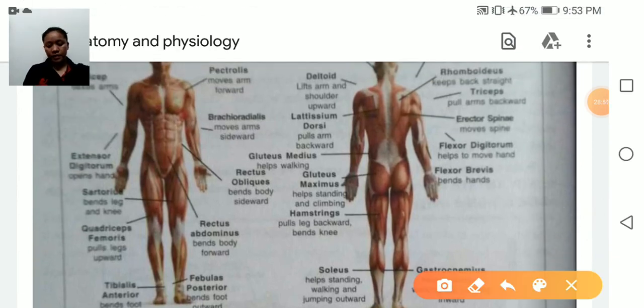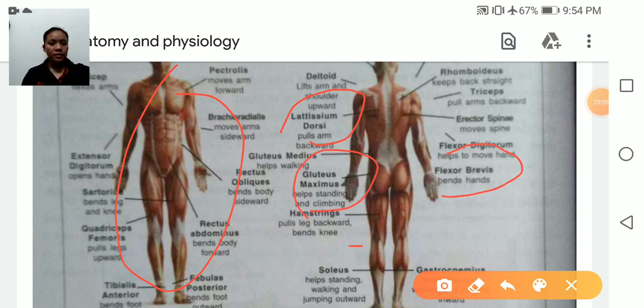Here are the types of muscles of the body, for example, latissimus dorsi, gluteus maximus, etc. All these are muscles.